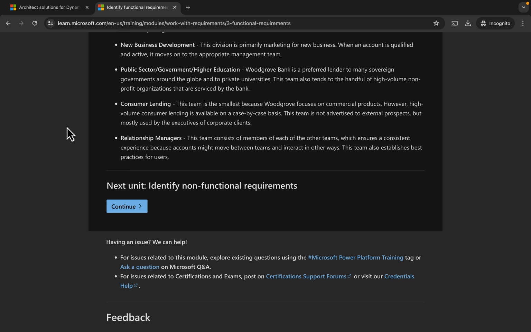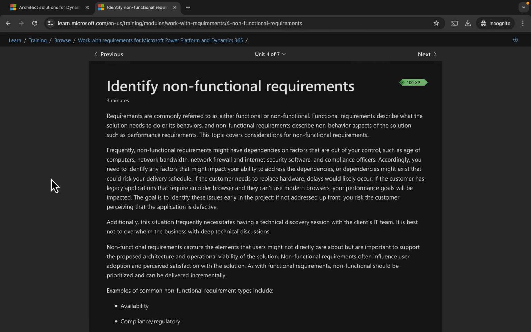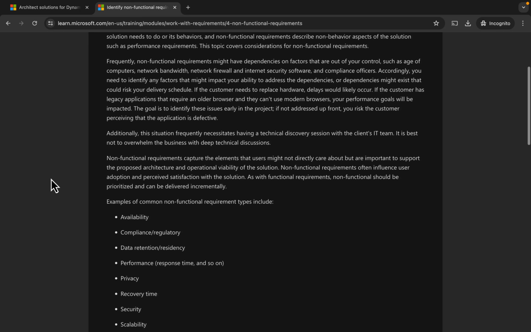Next unit. Identify non-functional requirements. Requirements are commonly referred to as either functional or non-functional. Functional requirements describe what the solution needs to do or its behaviours, and non-functional requirements describe non-behaviour aspects of the solution, such as performance requirements. This topic covers considerations for non-functional requirements.